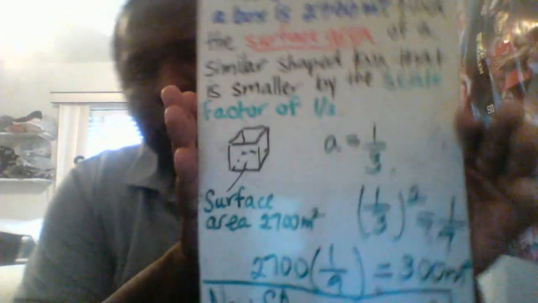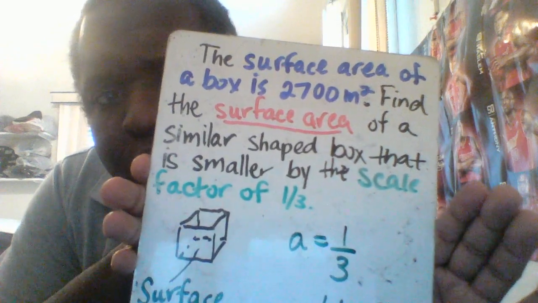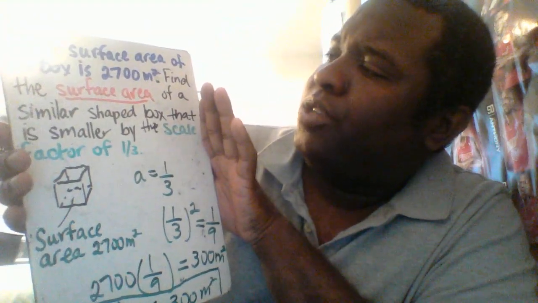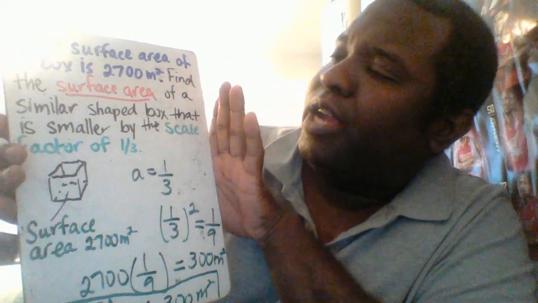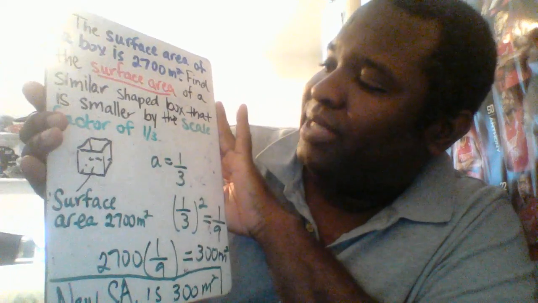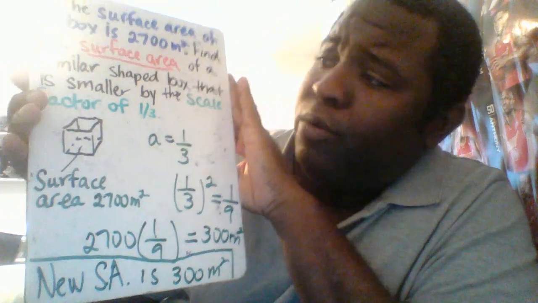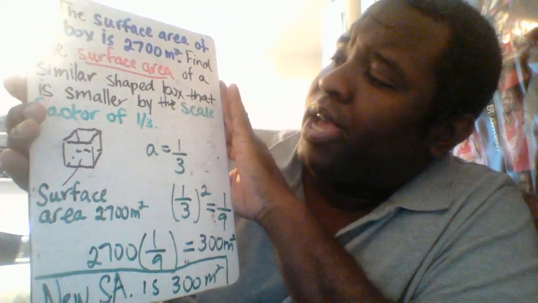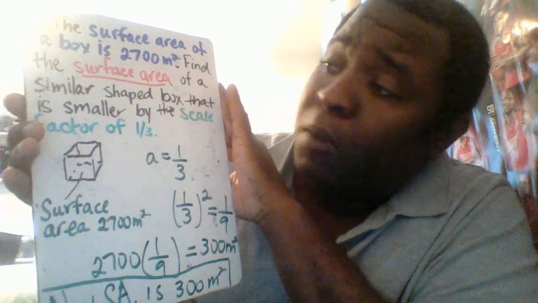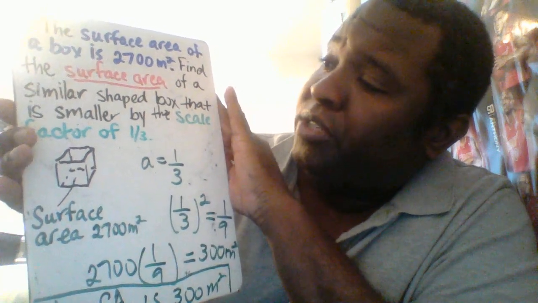So now we're going to have one more example that deals with surface area. Okay. All right, so here you go. It says the surface area of a box is 2,700 meters squared. Find the surface area of a similar shaped box that is smaller by a scale factor of 1/3. So the key words right here: surface area, and then scale factor, and then smaller. Smaller is actually important too, because you know your answer needs to be what? Smaller.